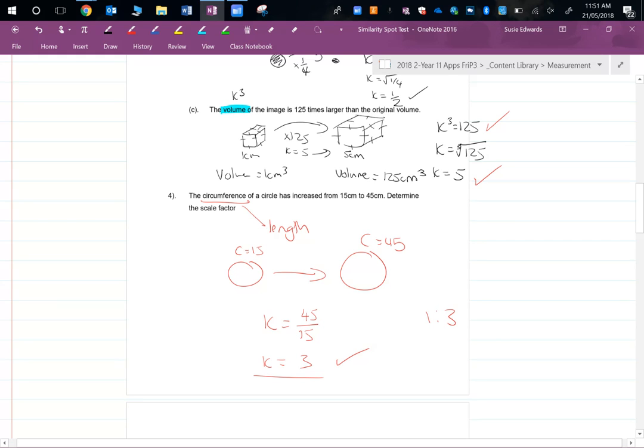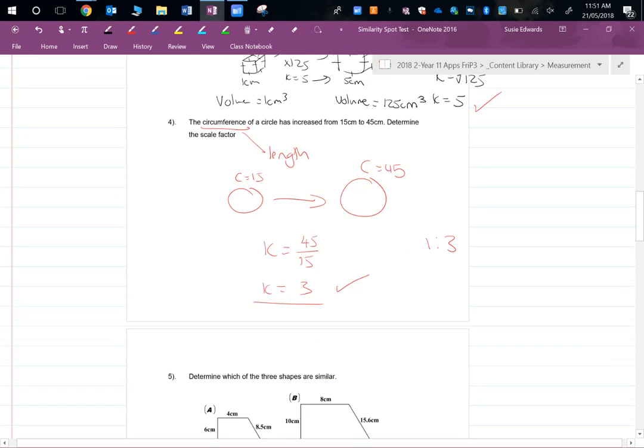Question? What if they put K equals 5 to 15? No. All right, any questions on that page? All right, next one.